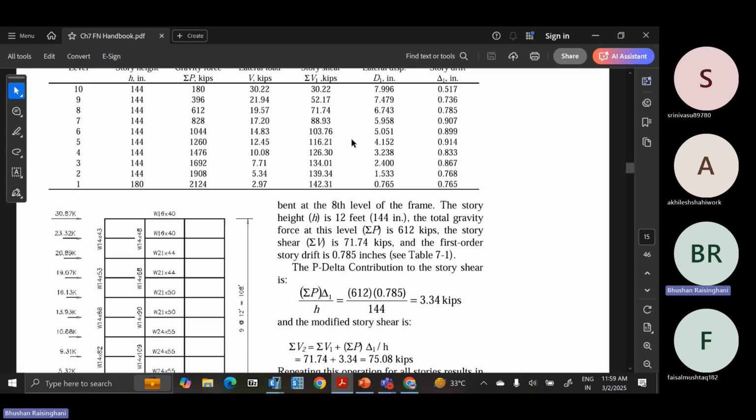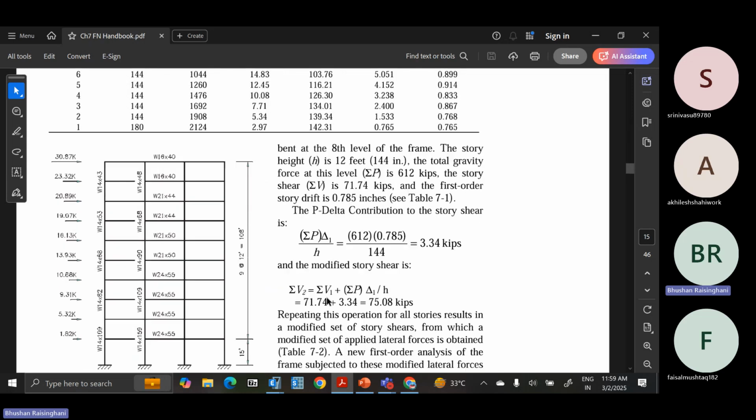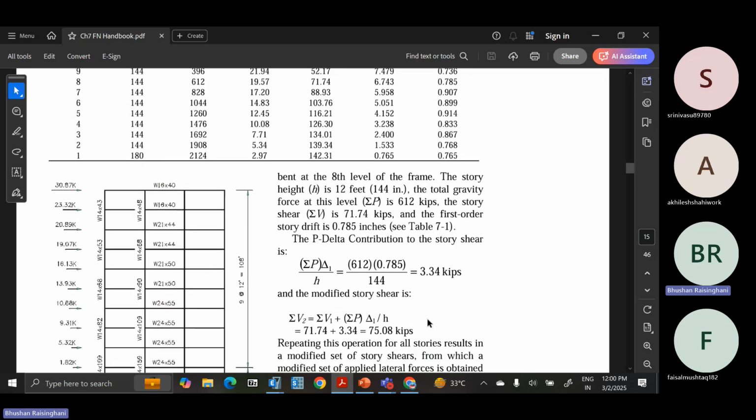And what you will do, 71.74 was the V1, that is the first order story shear, plus 3.34. Now this kips, you may consider kilonewton. You add it, you will get the story shear. So how much percentage of story shear is added? You can see from this calculation, that is 3.34 divided by 71.74.